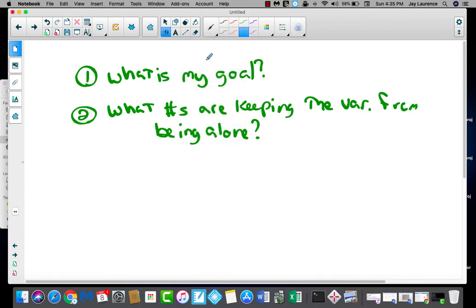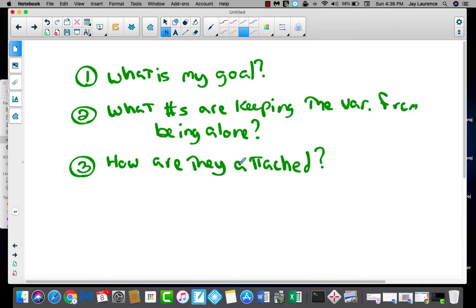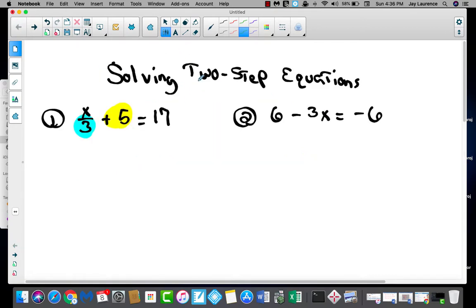Question number 3 is, how are they attached? Meaning, what operations are joining those numbers that are keeping the variable from being alone? Well, the 5 is a positive 5. That's addition. It's attached by addition. Why is that so important? It'll be important for question number 4. The 3 is attached by a fraction bar. It's the denominator of a fraction, which means it's attached by division, right?